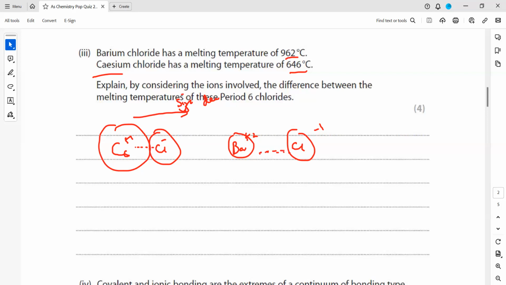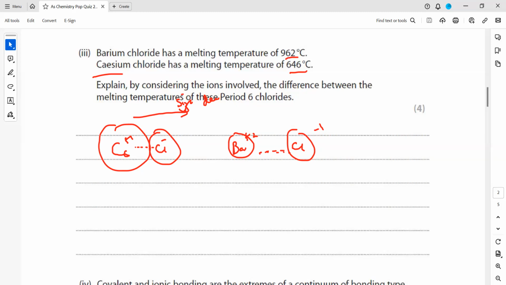So if the attraction is stronger, we need a greater amount of energy to separate the ions. So it will have a high melting point. So point 3 and point 4 are related to each other. If there is a strong electrostatic attraction between the ions, we need a lot of energy to separate the ions. So we can simply say that it will have a high melting point. So first thing, barium has a greater charge than cesium.